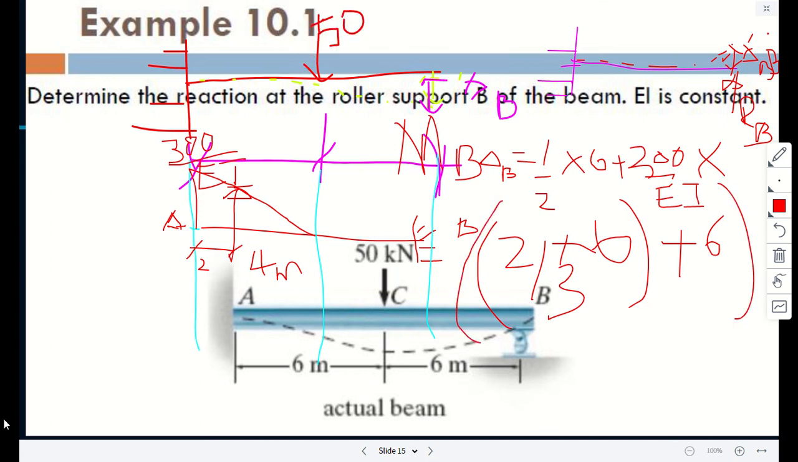Because I've made it easy for you, please someone calculate how you get delta B. 2 over 3 times 6 is 4, plus 6 is 10. Very easy. Please, someone.